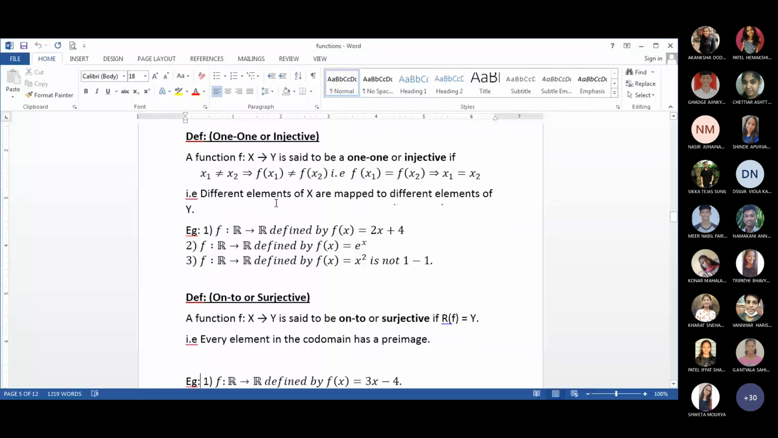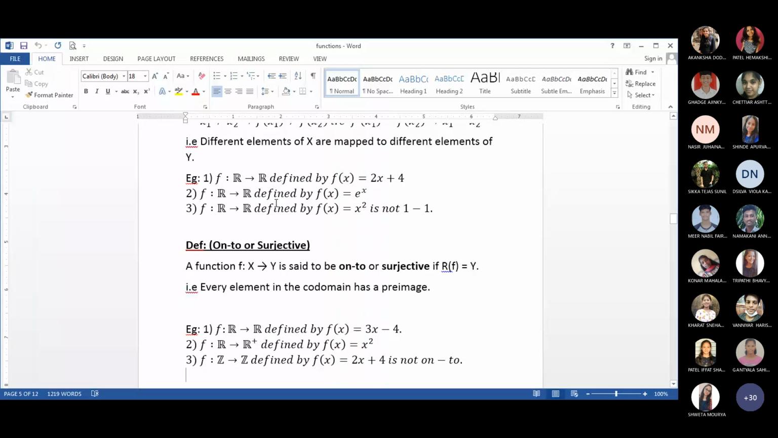Onto: a function f from X to Y is said to be onto if the range of the function is the same as the codomain. Okay, if the range of the function is the same as the codomain, that means every element in the codomain has a pre-image. That is what it says. Every element in the codomain has a pre-image in the domain. If that is true, the function is said to be onto.